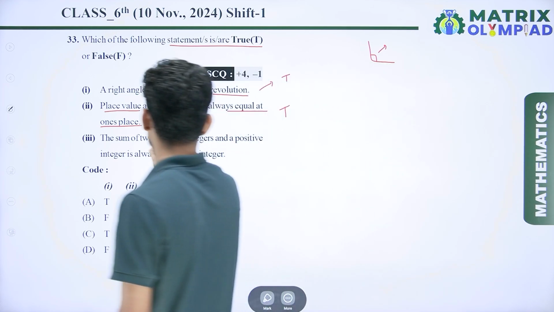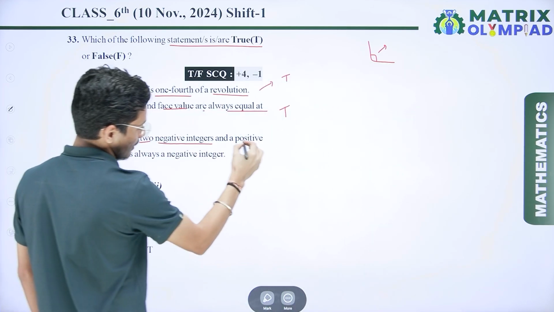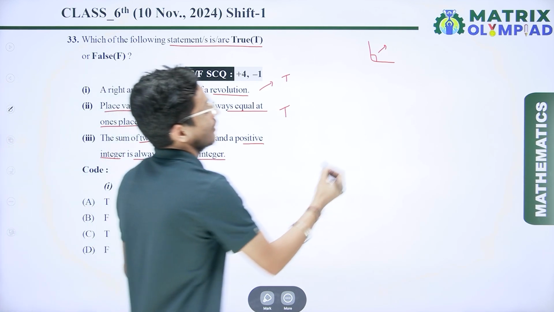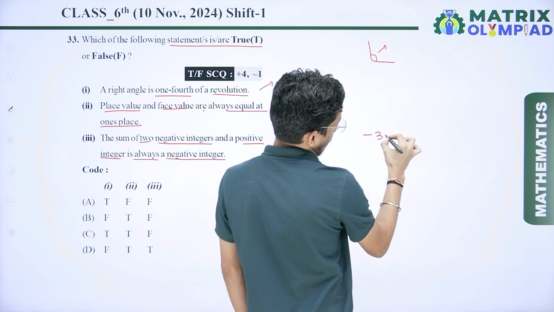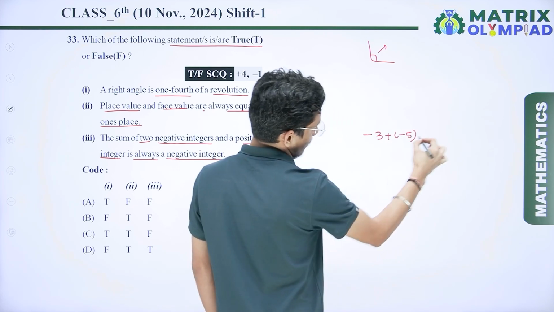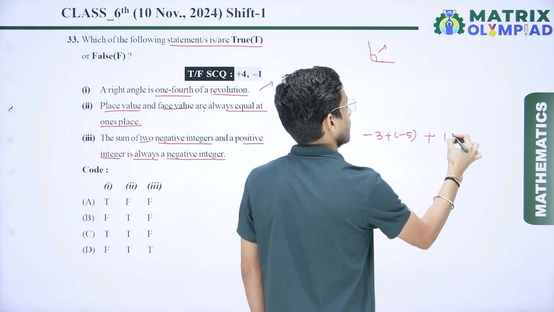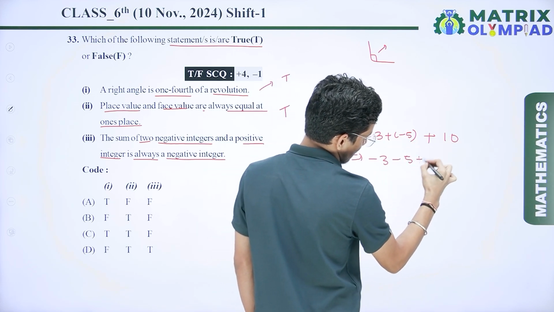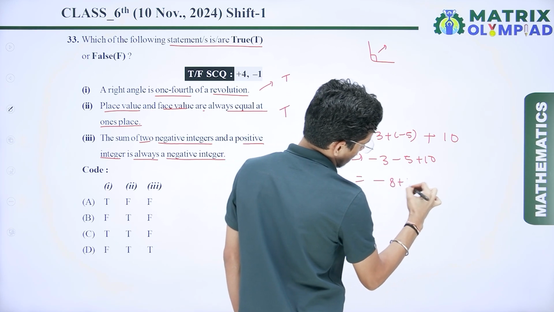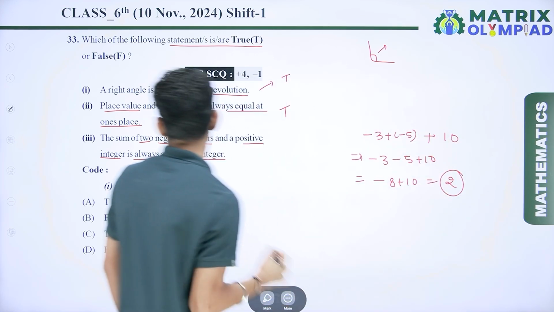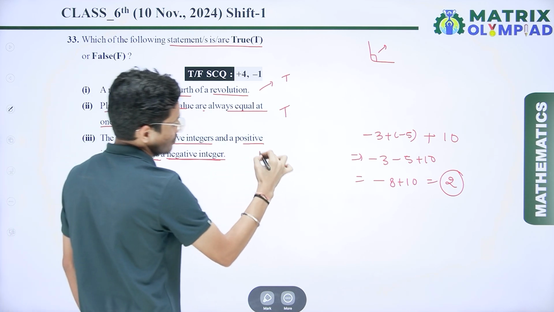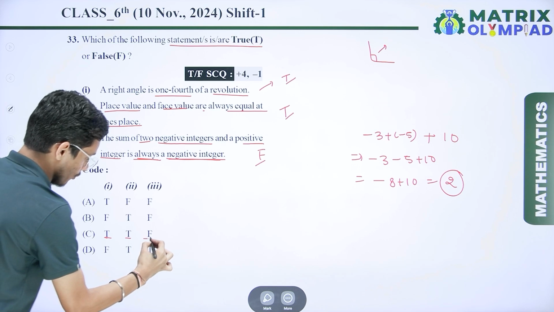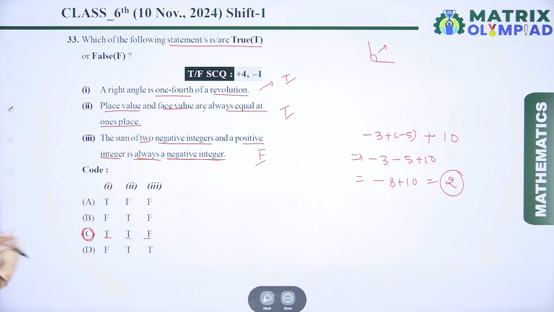The sum of 2 negative integers and a positive integer is always a negative integer. So let's assume 2 negative integers, that is -3 and -5. If I sum here and we add a positive integer, that is 10. So in this case I can see that -3 -5 plus 10. So here -8 plus 10. So here we get the result, that is a positive integer, but here we have given always a negative integer. So this one is false. So true, true, false. So here option number C is the correct answer.